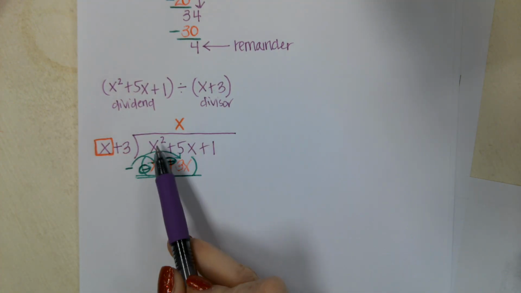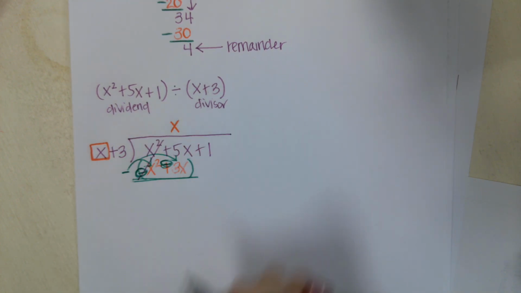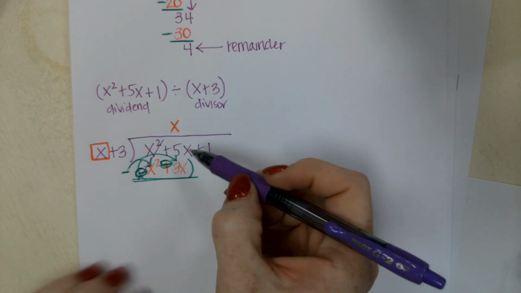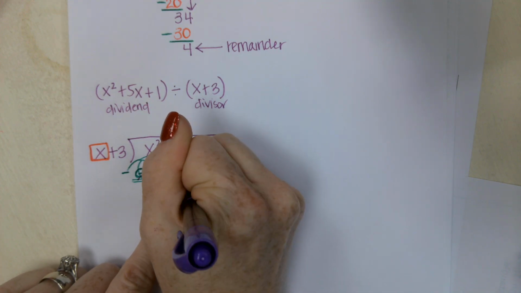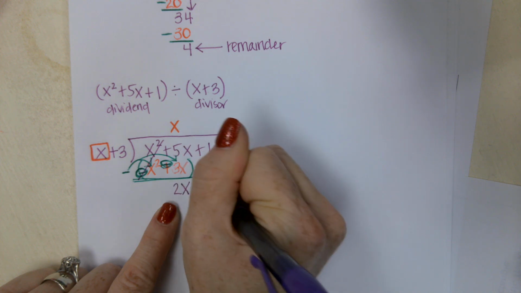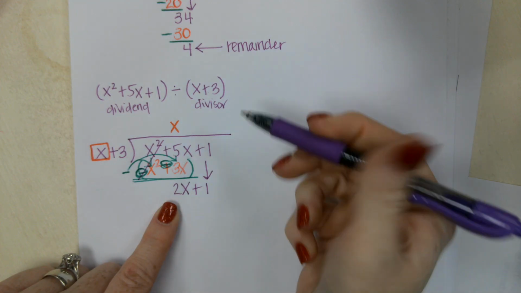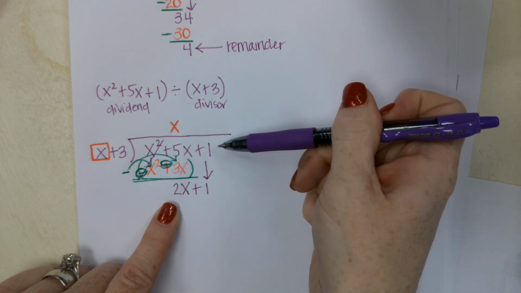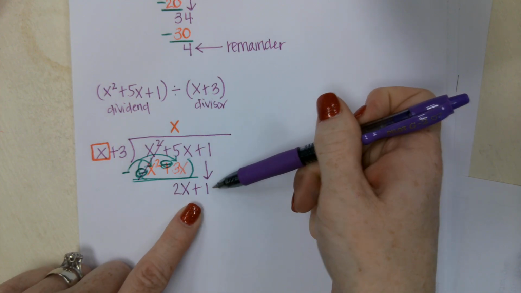All right, what happens to my x squareds right here? What's x squared minus x squared? 0. They cancel out. That's what I want to happen, okay? And then right here, what is 5x minus 3x? 2x. Perfect. I'm going to bring down the plus 1. I no longer care anything about my original dividend. Okay, I care about this 2x plus 1 now.